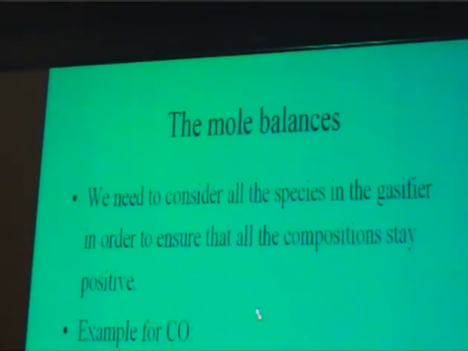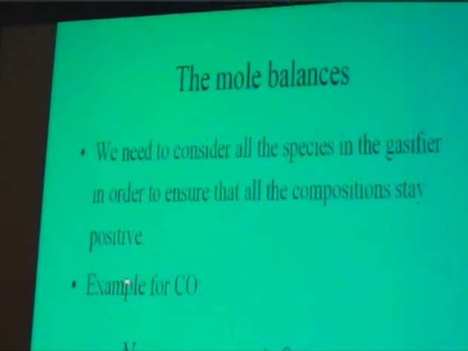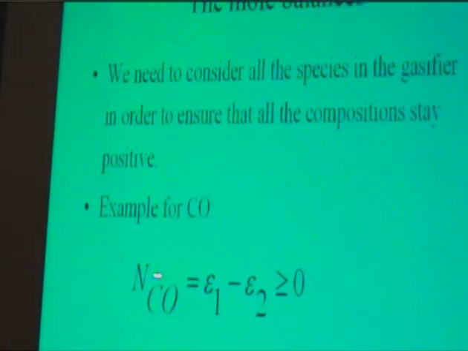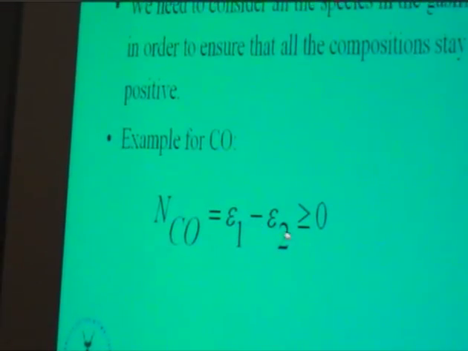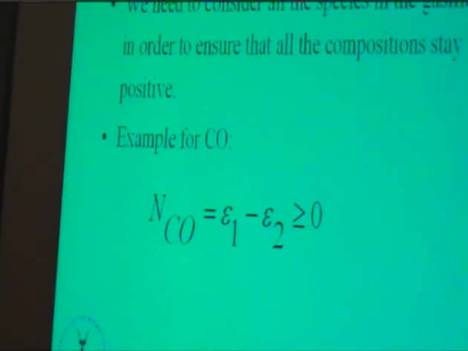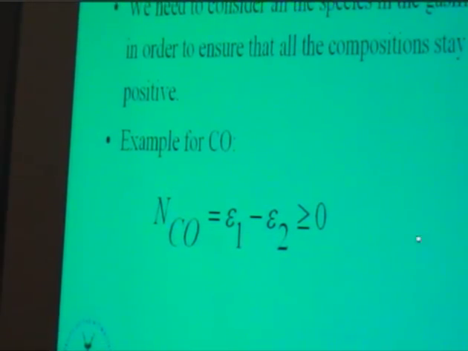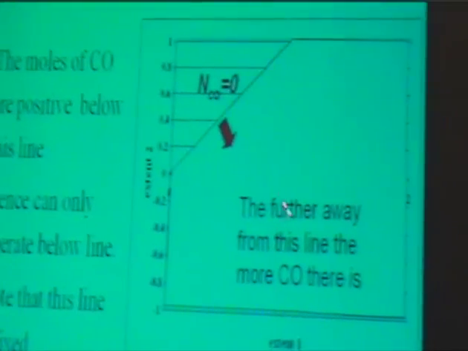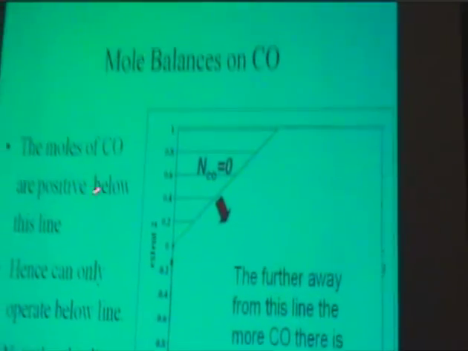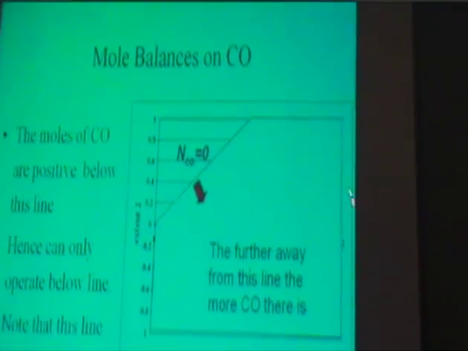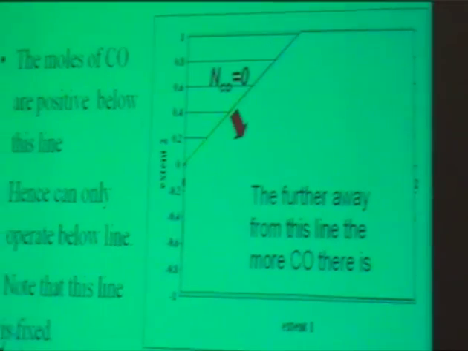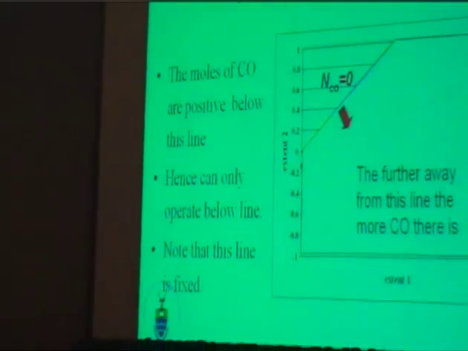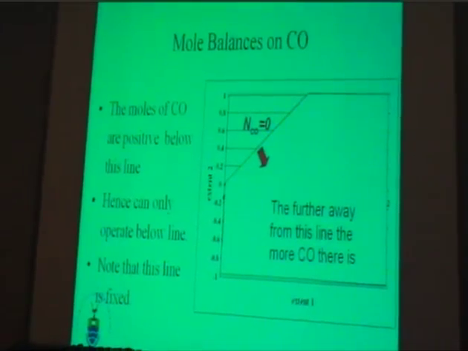So let's consider all the species in turn. If we look at NCO, the number of moles of CO, it's the extent of 1 minus extent of 2, and obviously NCO must be greater than or equal to 0. If we now plot that on that diagram, you get a straight line like that. And the moles of CO below this are positive, and this line is fixed. You can't move that line because, if you look at that equation, unless you fed CO in your feed, you can't move that.